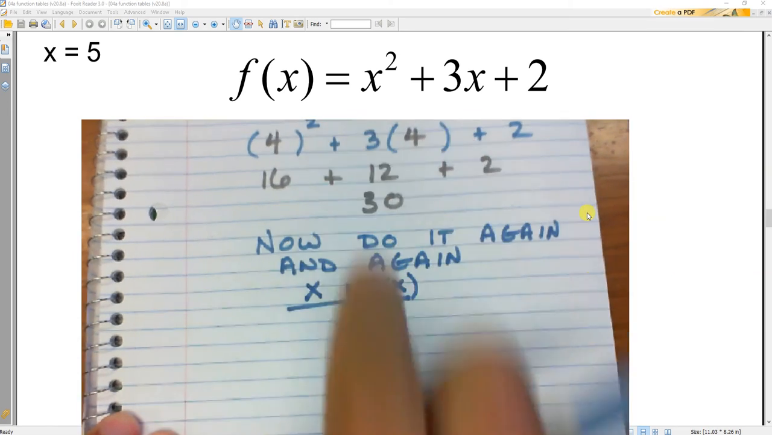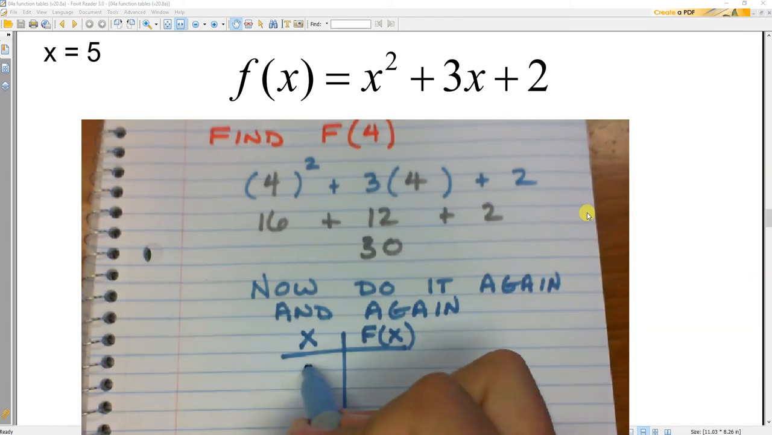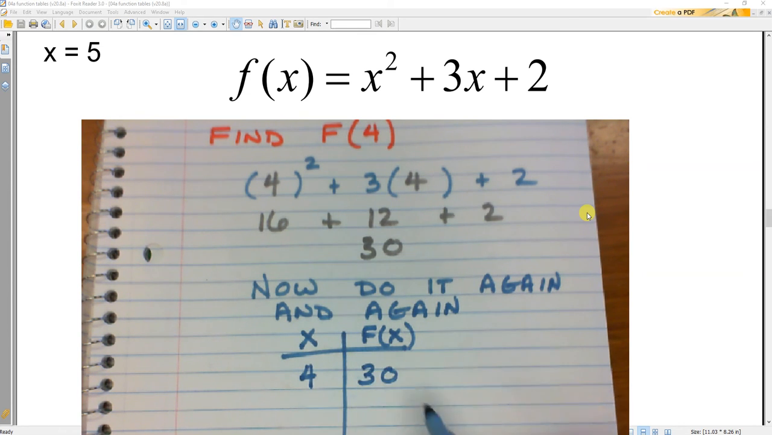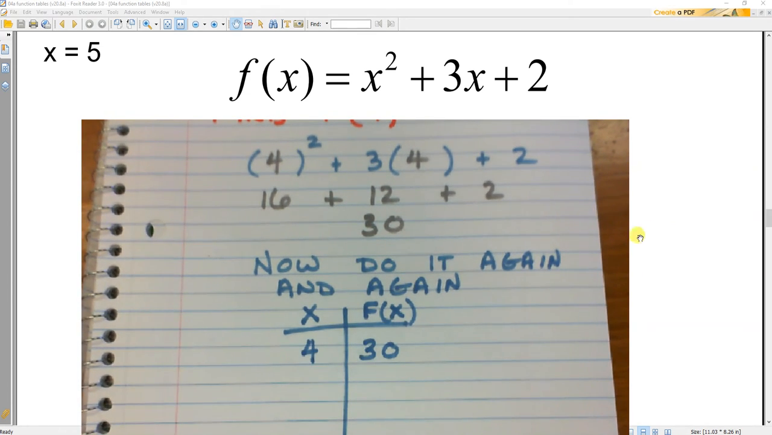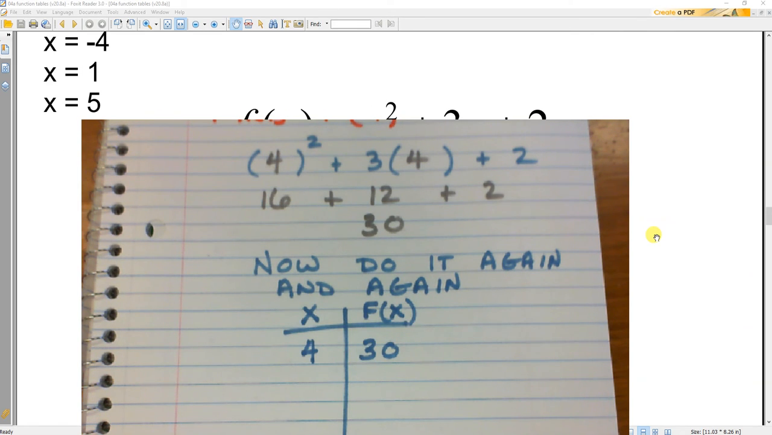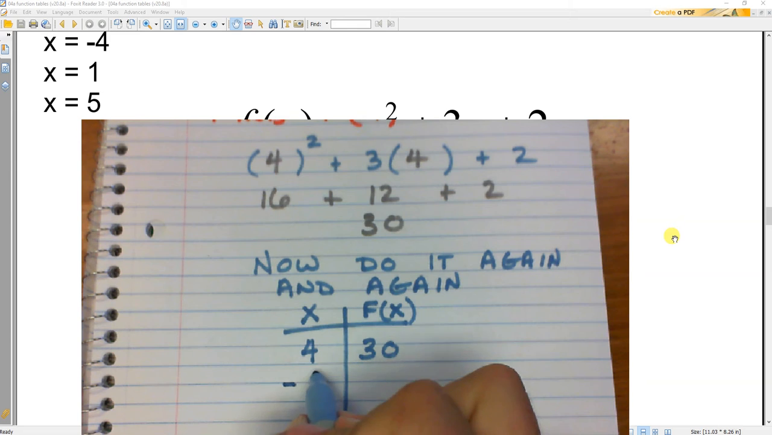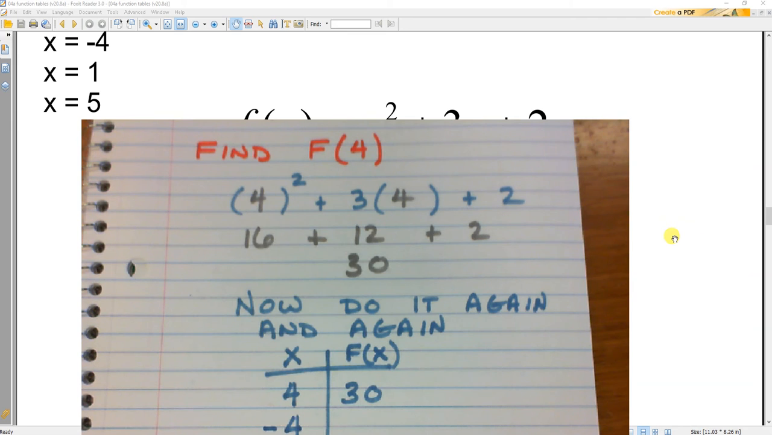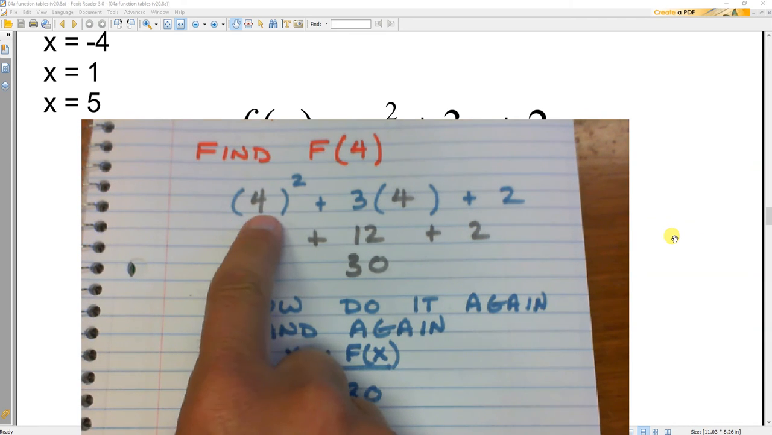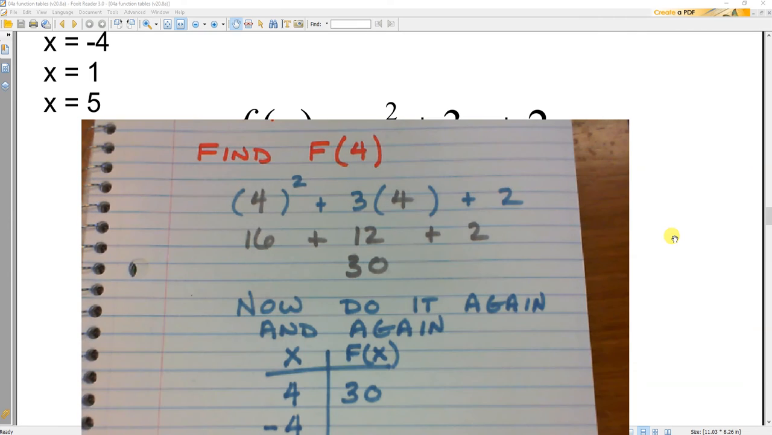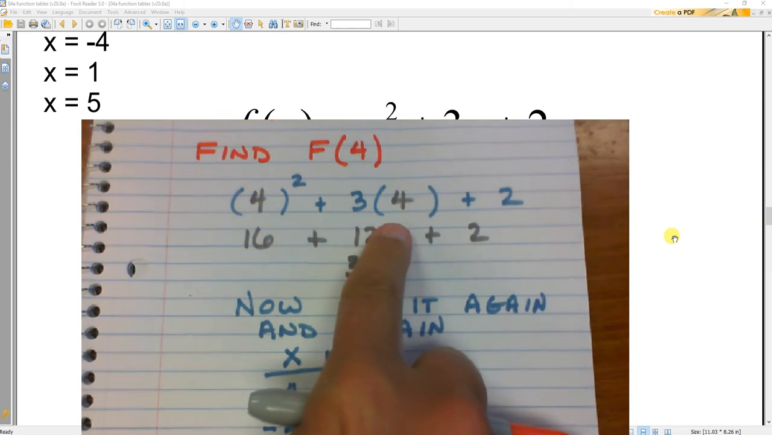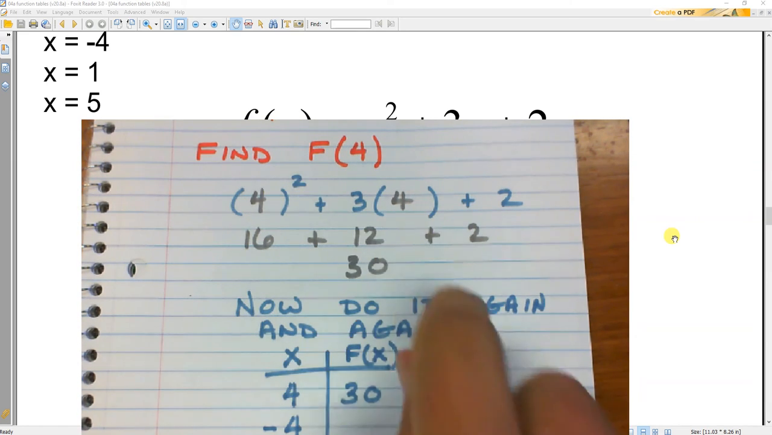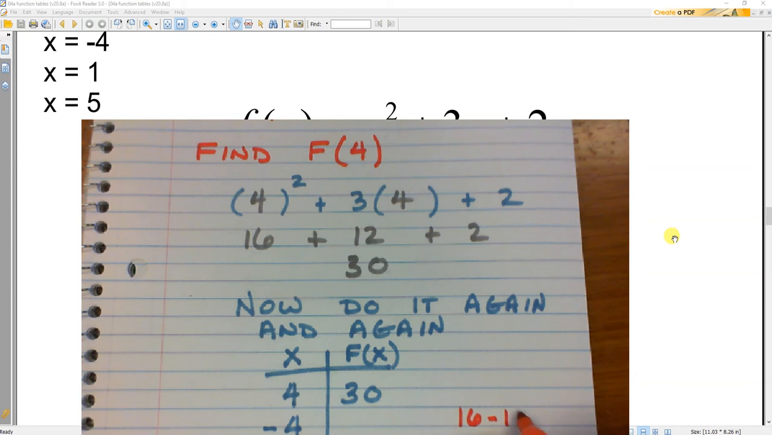We already know that if I plug in a 4, out comes a 30, right? But let's plug in, we already plugged in a 4, let's plug in a negative 4 and see what comes out. So right here, instead of a 4, I'm going to put in a negative 4. What's negative 4 squared? Negative 4 squared is 16. I'm just going to put this over on the side, 16. And instead of a 4, I'm going to put in a negative 4. So 3 times negative 4 is negative 12. Plus 2.